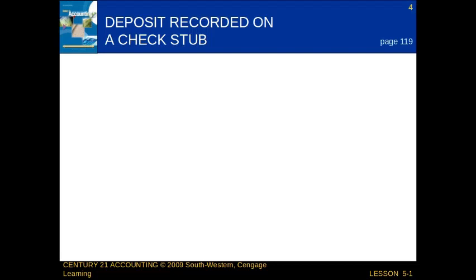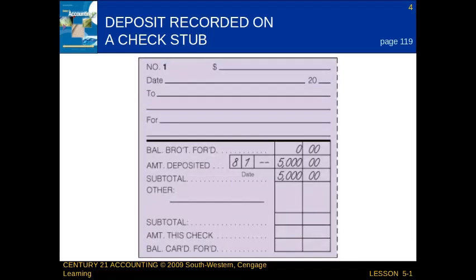Okay, next we're going to be talking about a deposit recorded on a check stub. What we're looking at here is where it says balance brought forward, amount deposited, and subtotal. The balance brought forward started off as $0. Well, someone decided on August 1st that they were going to deposit $5,000. So since there was no previous account balance before this, we can just bring that number down, and that becomes the subtotal.